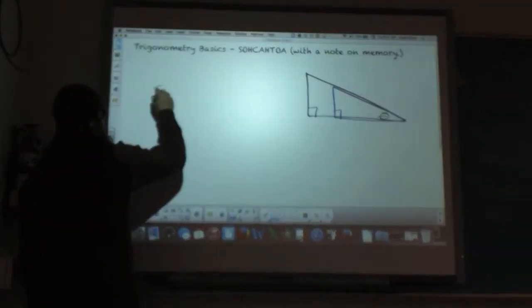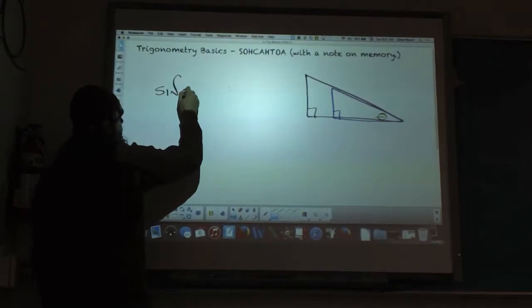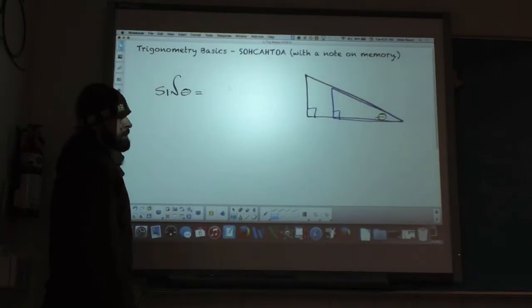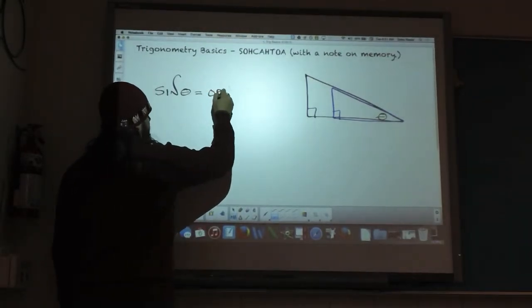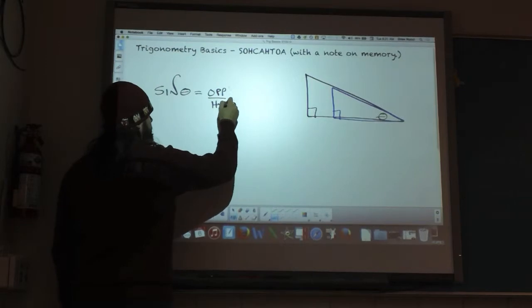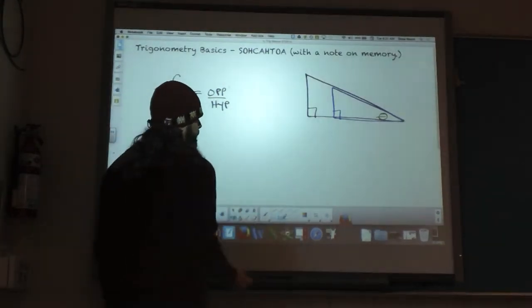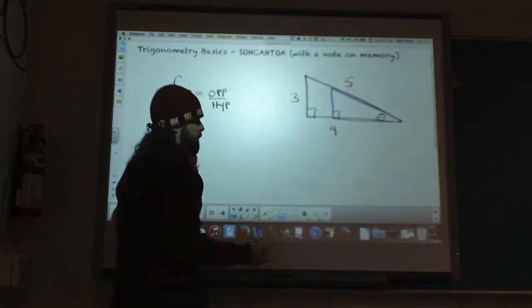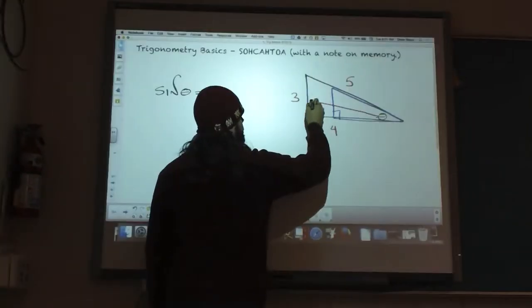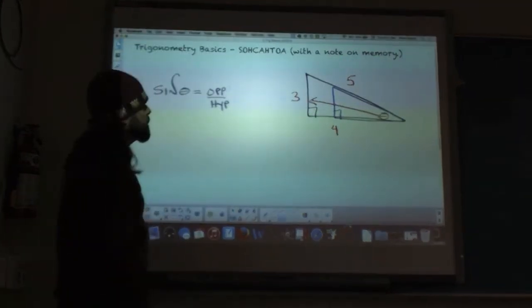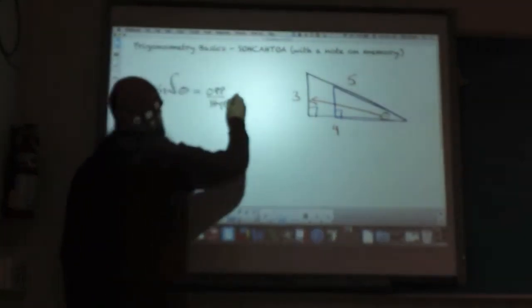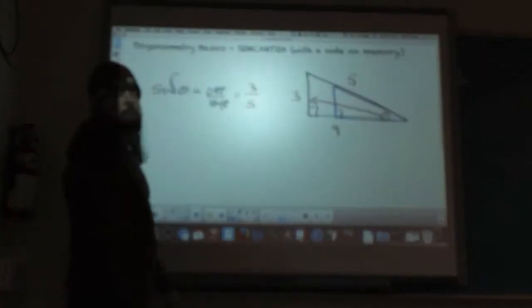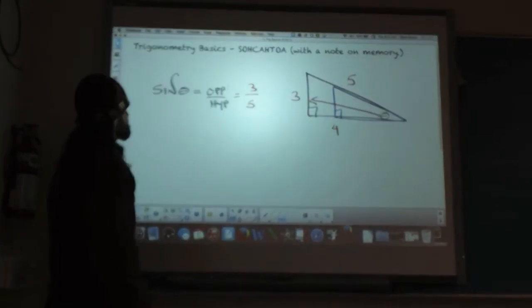We can say that the definition of the sine of angle theta is the ratio of the opposite side over the hypotenuse. Well, let's say that this is 3 and this is 4 and this is 5. The side opposite would be 3, right? So opposite is 3 and the hypotenuse is 5. So the sine of that angle would be 3/5. That's the ratio of those sides.